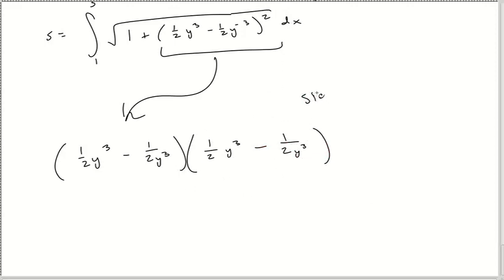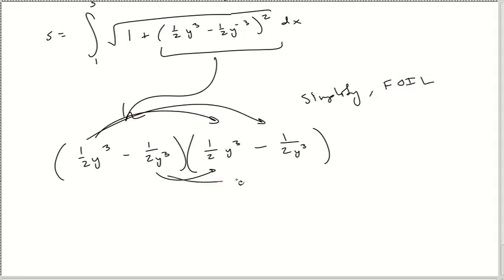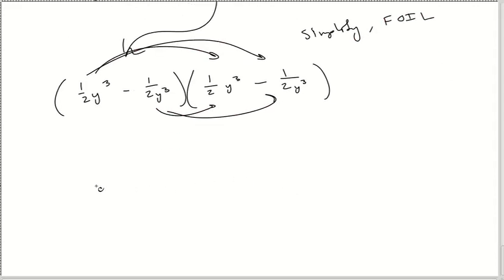And what I want to do here is I want to simplify. And in particular, what that means here is that I want to FOIL. Okay, so foiling means I'm going to multiply this and that and all this stuff here and see what we get. So this one times this one, I get 1/4 y to the 6. Again, I'm multiplying their bases, so I add their powers. 3 plus 3 makes a 6.